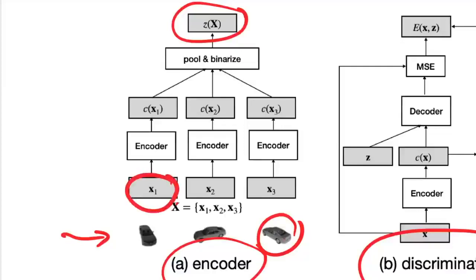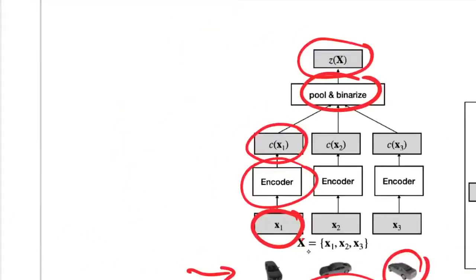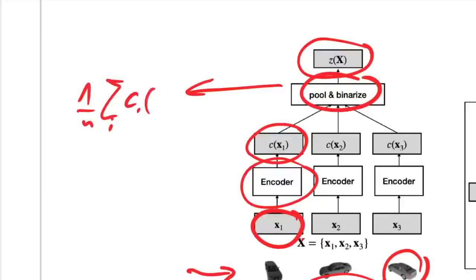So what they do is they put each image through an encoder, which is a convolutional neural network, and I guess that gives them a hidden representation, an encoding, an embedding for each image, and then they have this operation called pool and binarize. And so this does two things, namely, first of all, it pools, it simply averages these things. So it goes 1 over n sum of c(x_i), or c of x_i, I guess. So this simply averages these encodings right here.